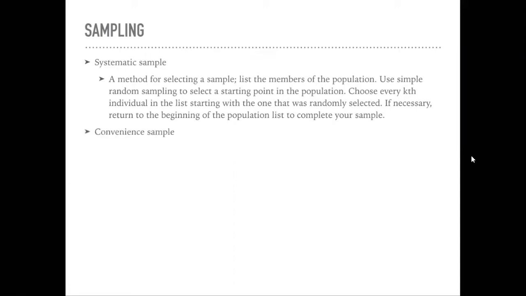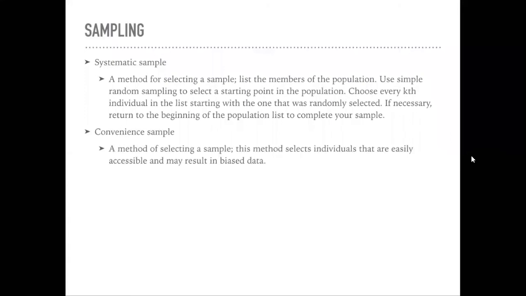Next is a convenience sample. Convenience sampling is the one method that I want you to avoid at all costs when it comes to collecting data. So convenience sampling is a method of selecting a sample, and this method selects individuals that are easily accessible and may result in biased data.